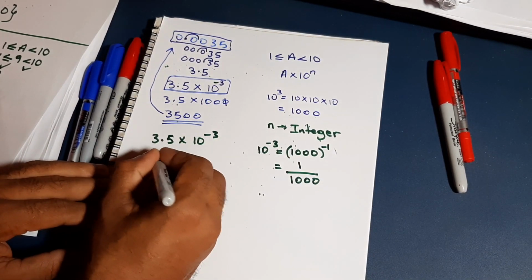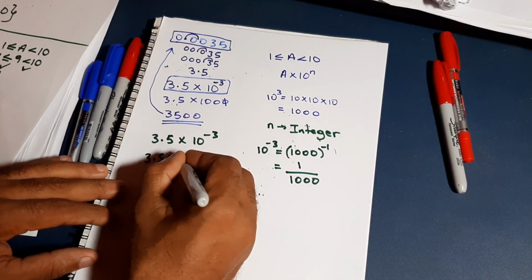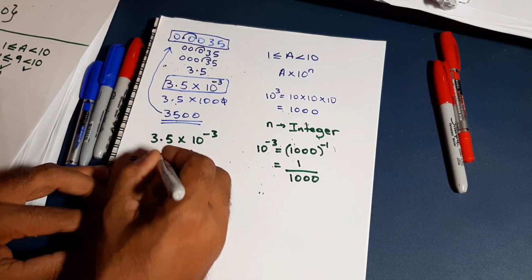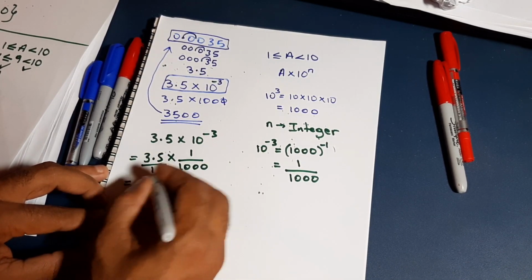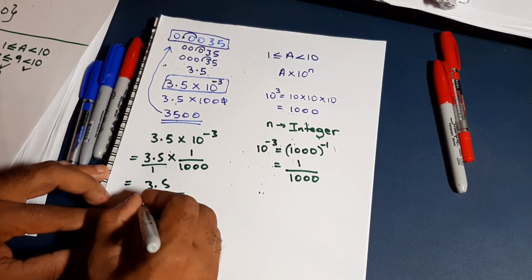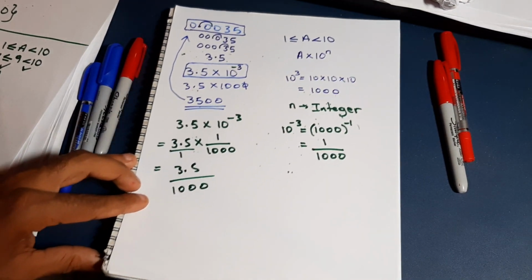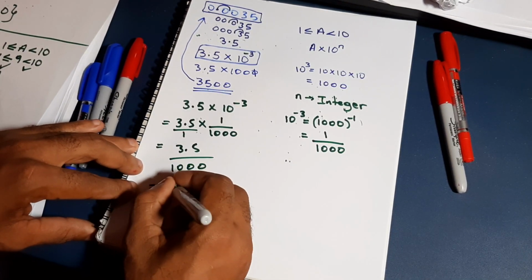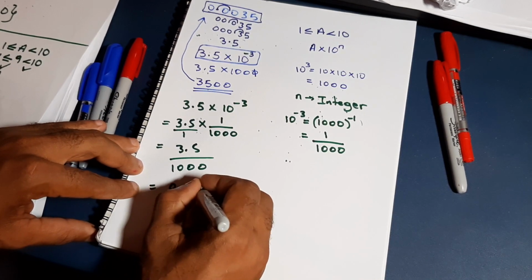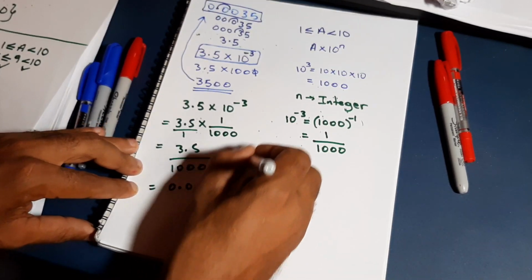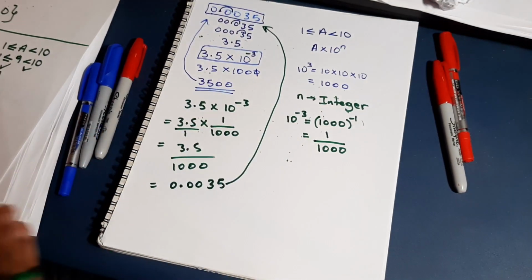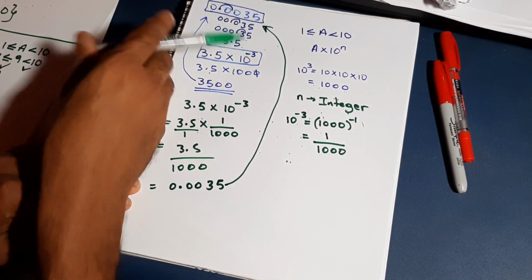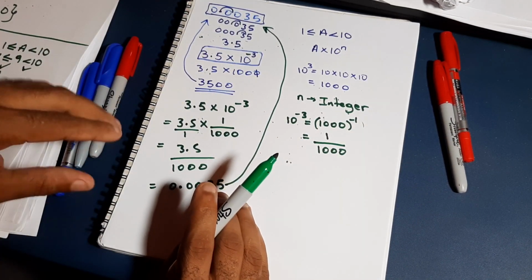So 3.5 multiplied by 1 over 1000. So basically, this is 3.5 over 1 multiplied, so I'm going to have 3.5 over 1000. Now 3.5 divided by 1000, you're going to realize that the answer is 0.0035, and this was the question that we started out with. So when we move the decimal point to the right, that means the power is going to be negative. If we move it to the left, it's going to be positive.